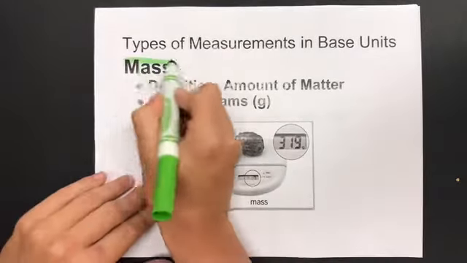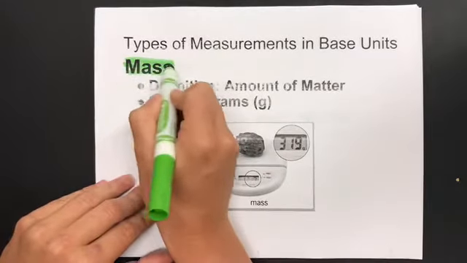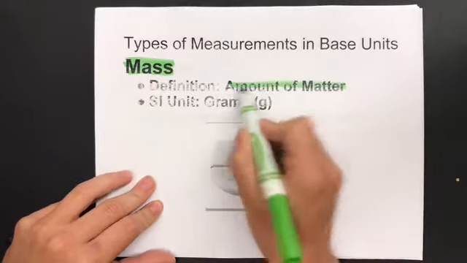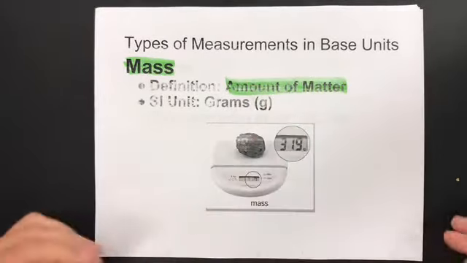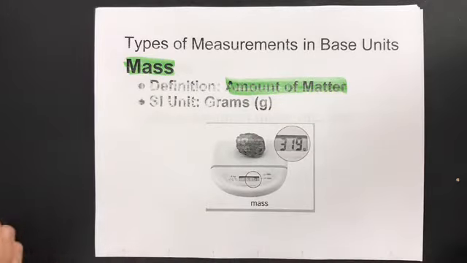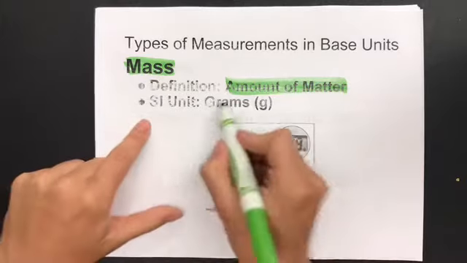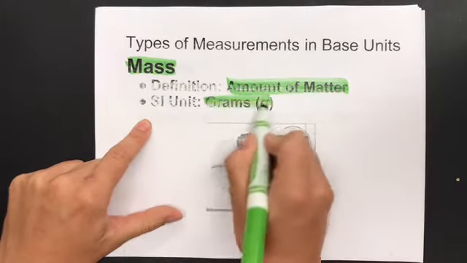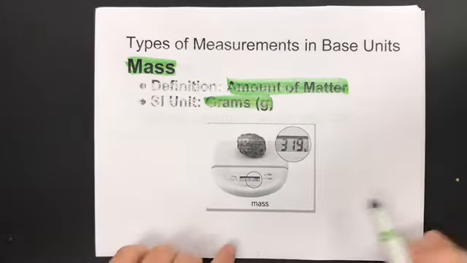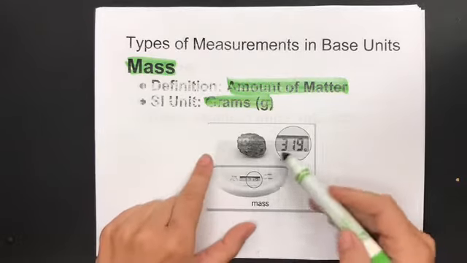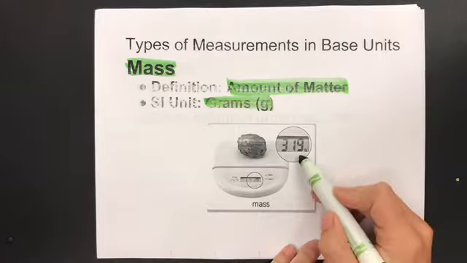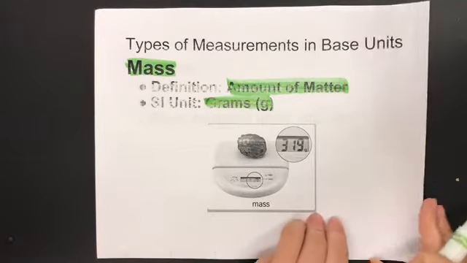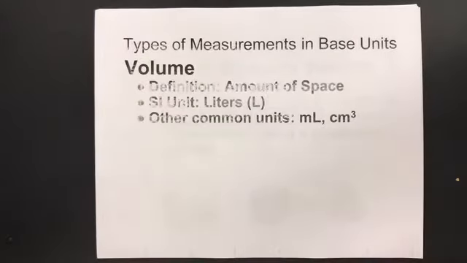Mass is another one we're going to be doing a lot in here. Definition is the amount of matter. Mass is the amount of matter. It's how much stuff you are made up of. The more stuff you've got, the more mass you've got. The SI unit is grams. So this is just showing you how we would find that in grams. We use scales and things like that. So this figure here is 319 grams. That's how much stuff it's made of.